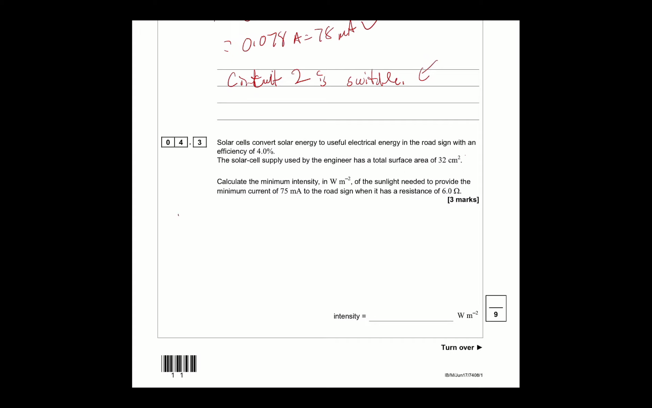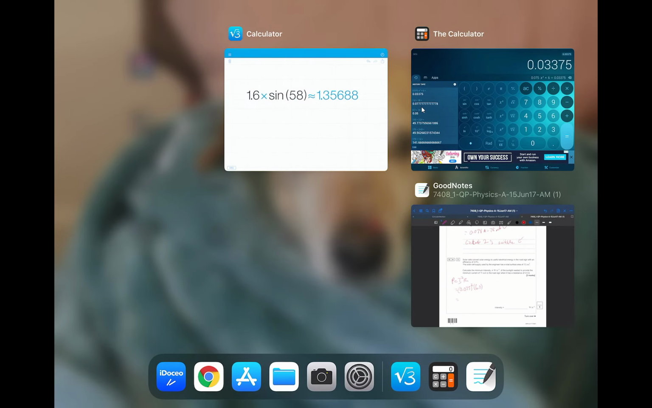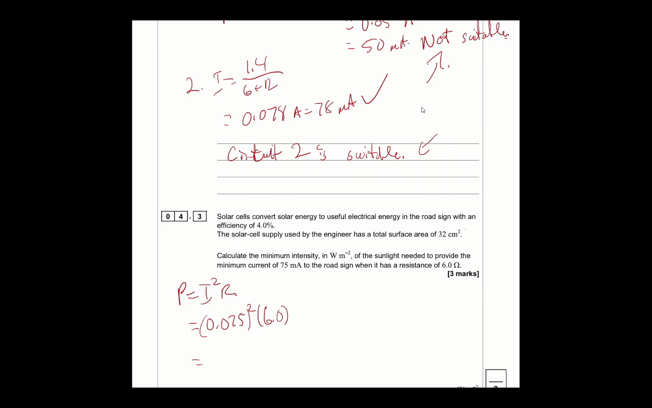So the power that we need is I squared R, so 0.075 squared times 6. So the power is 33.75 milliwatts.